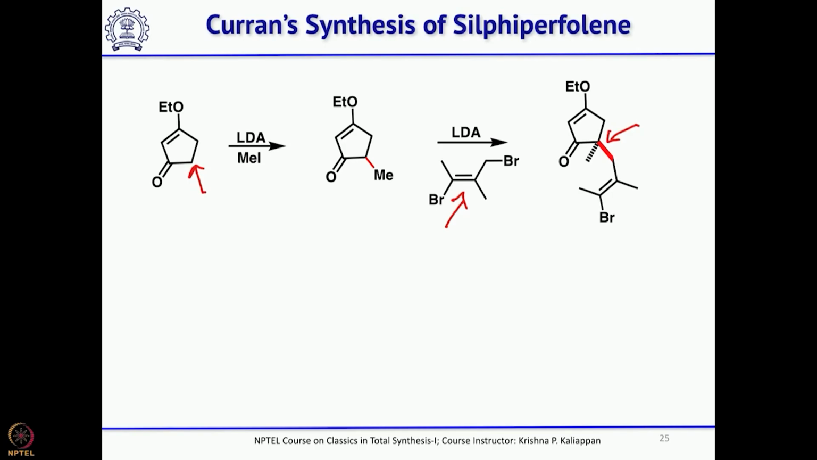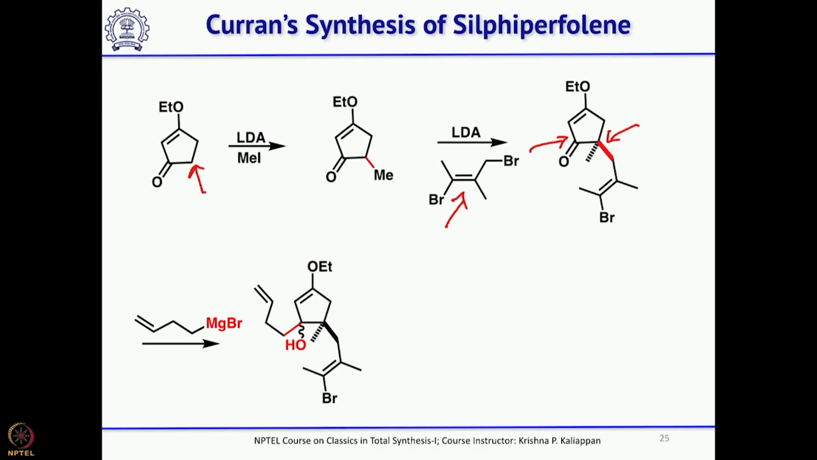Now what you need is to add a Grignard reagent. The Grignard reagent is made from bromobutene. So the butenyl magnesium bromide was added to this ketone in a 1,2 fashion to get this allylic tertiary alcohol. Now upon protonation, you get this positive charge. Now the lone pair on this ethoxy group will come and push this water molecule out. So you get the corresponding cyclopentenone. So this is the key precursor for the radical cyclization.